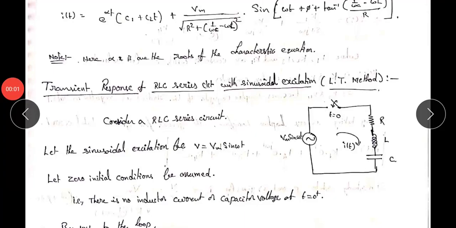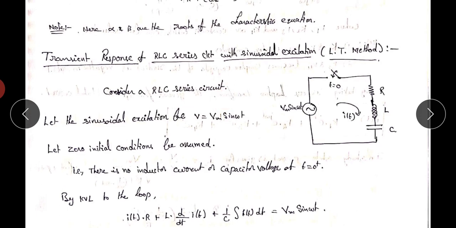Now I would like to explain the transient response of an RLC series circuit with sinusoidal excitation by using the Laplace transform method. Okay, last class we discussed the transient response of an RLC circuit with sinusoidal excitation with the differential equation method. So next, the same topic with the Laplace transform method.